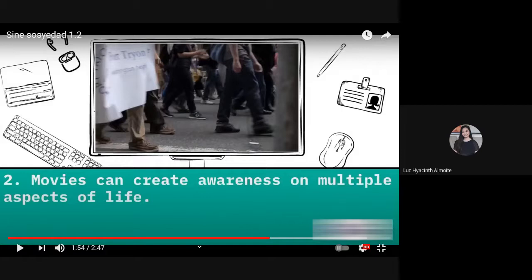Besides that, film brings us to understand the negative effects of drugs, alcohol, and substance abuse. There are also crime and action TV shows or films that also warn us about the dangers of criminal activities, terrorism, and war.